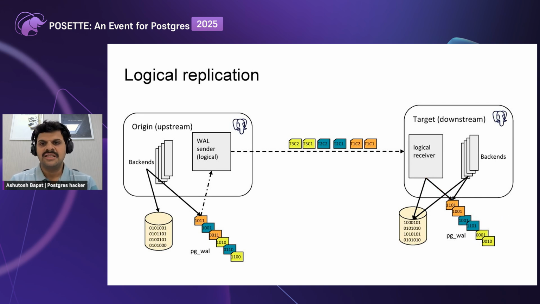You will notice that now the target is almost acting like the primary or the origin, in the sense that it is active. It can accept connections, it can have its own backends, it can have its own tables, which may be separate from the origin, or there may be some common tables. But the crux is that the target system is as active as the origin system. And this is the first benefit of logical replication, that both the systems are active. We don't need to wait for promotion for the target to come up in case origin goes down.